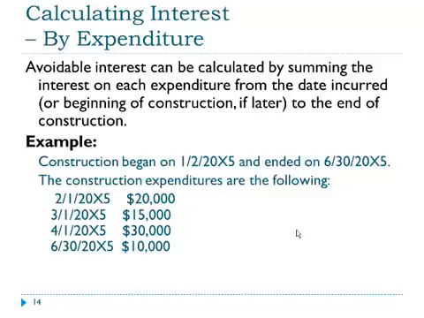The $20,000 that is spent on February 1st is outstanding for February, March, April, May, and June, for 5 months. So there's 5 months of interest on that $20,000 that will be calculated. The next one in March is spent March 1st, so that $15,000 is outstanding for March, April, May, and June, only 4 months. The April 1st amount that's paid is outstanding for April, May, and June, just 3 months.